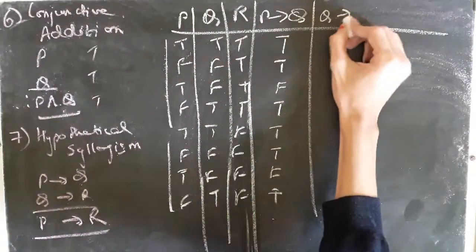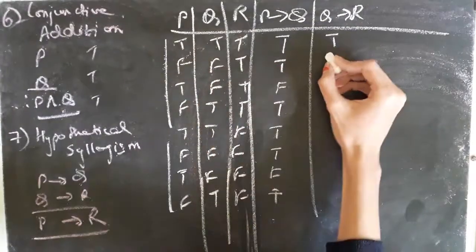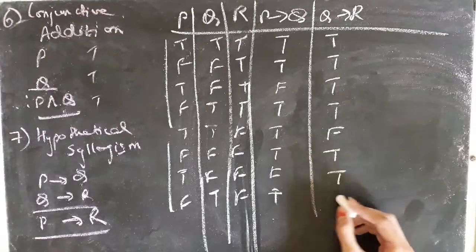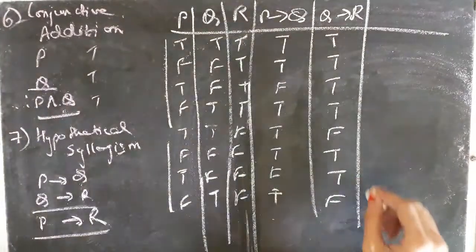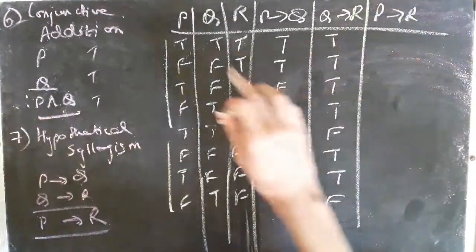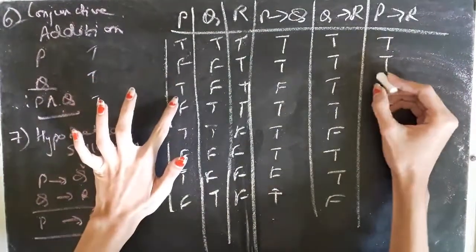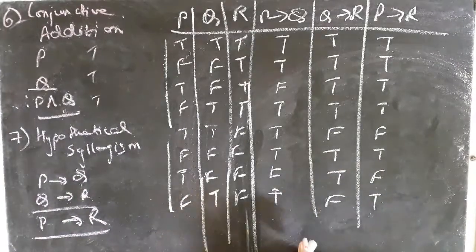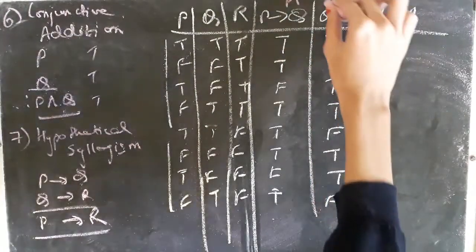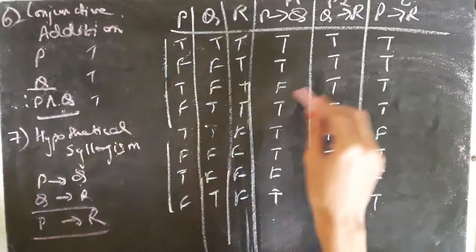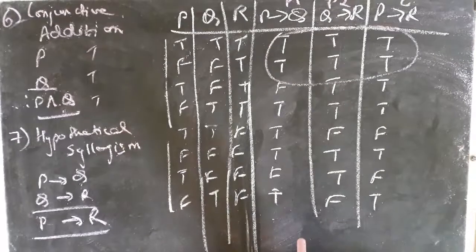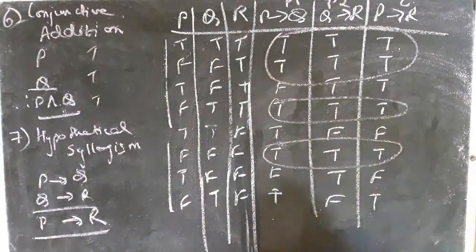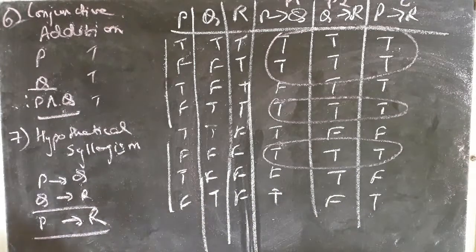What is Q implies R? That is these two. True, true, true, true, false, true, true, and again a false. What is P implies R? That is these two. It's true, true, true, true, false, true, false, and true. So in this case, this is our P1, this is our P2, and this is the conclusion. What do we find? T, T, T. Is there any TTF? No, there is no TTF, but we have 4 TTTs. So we can say that this argument is valid, and thus we have proved hypothetical syllogism as well.